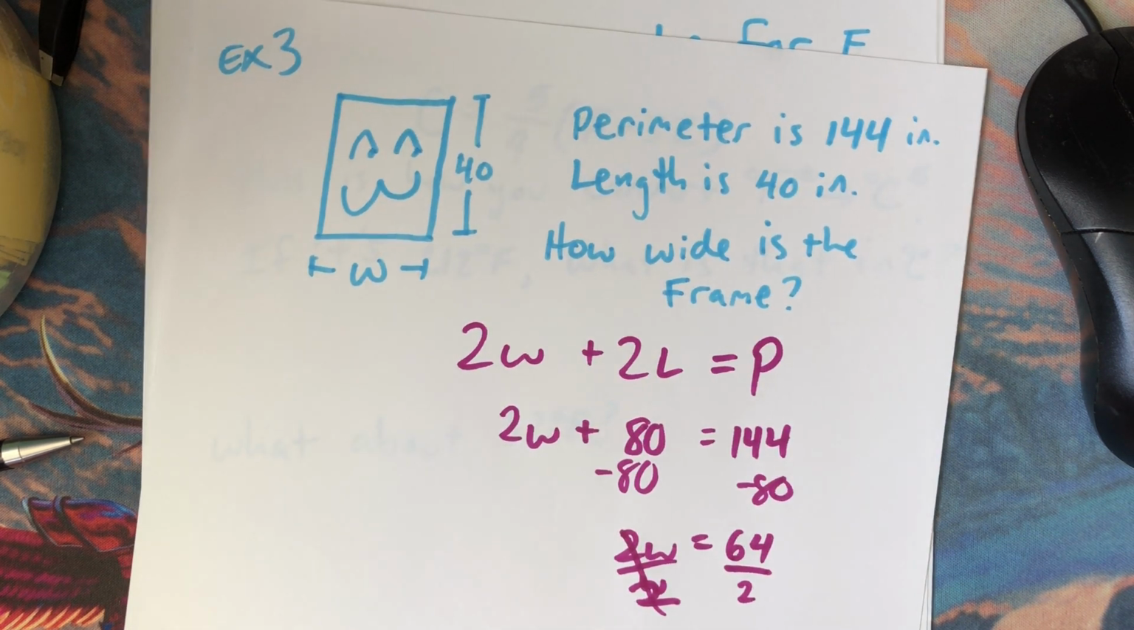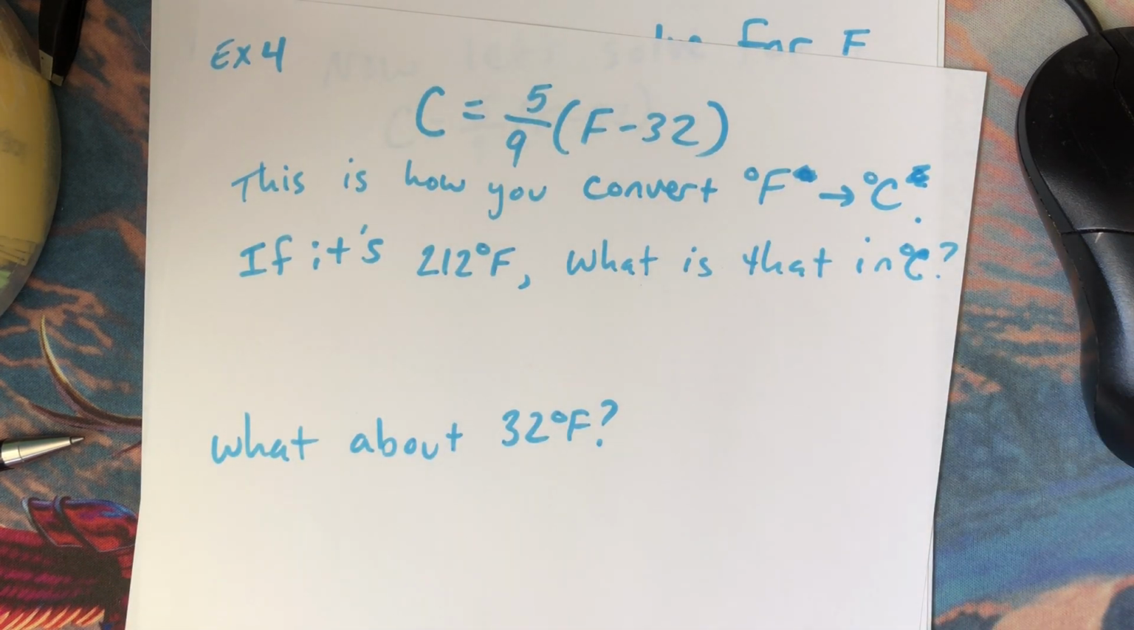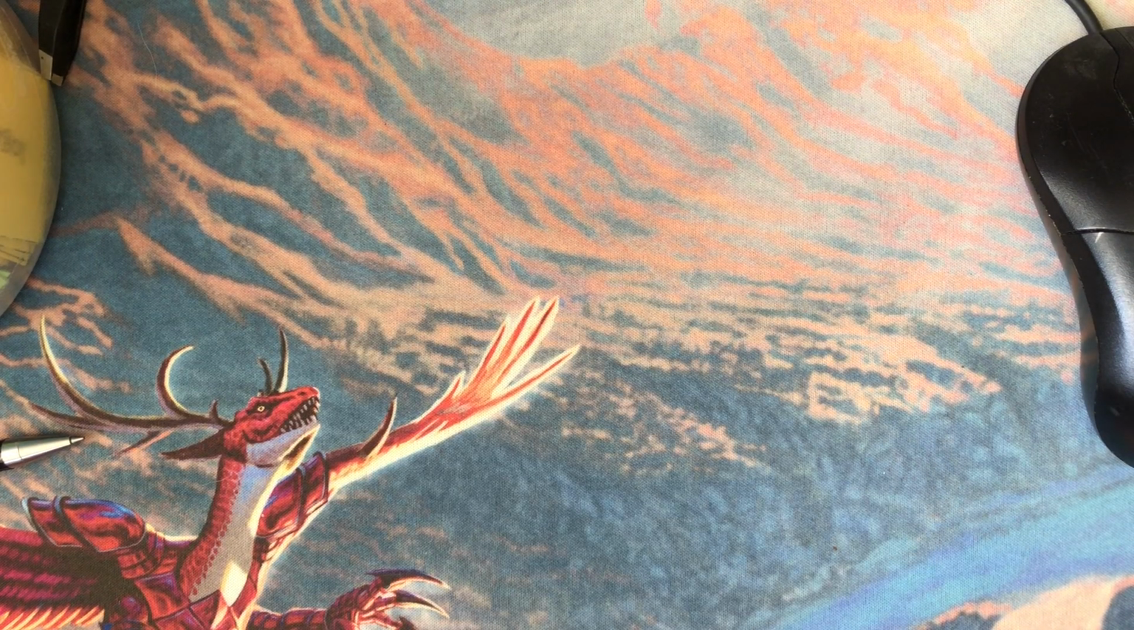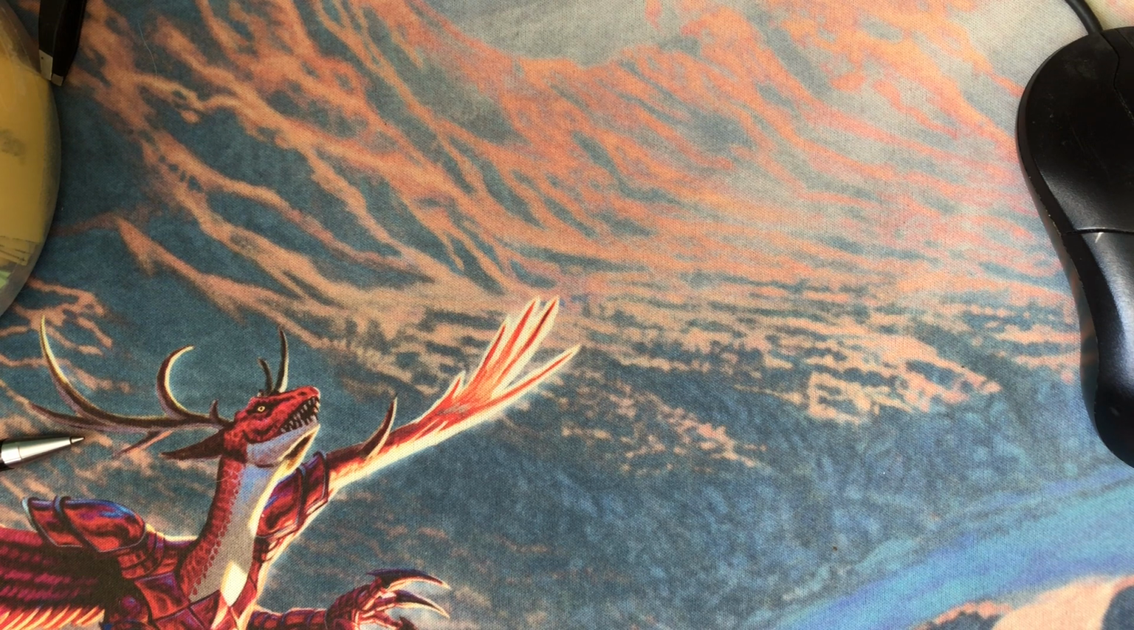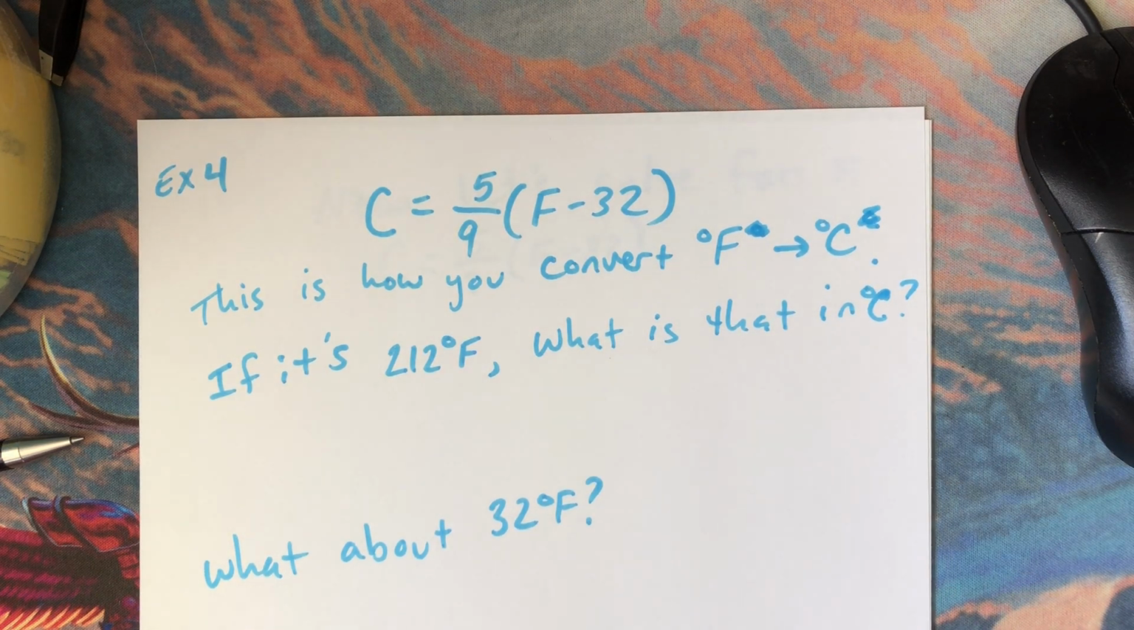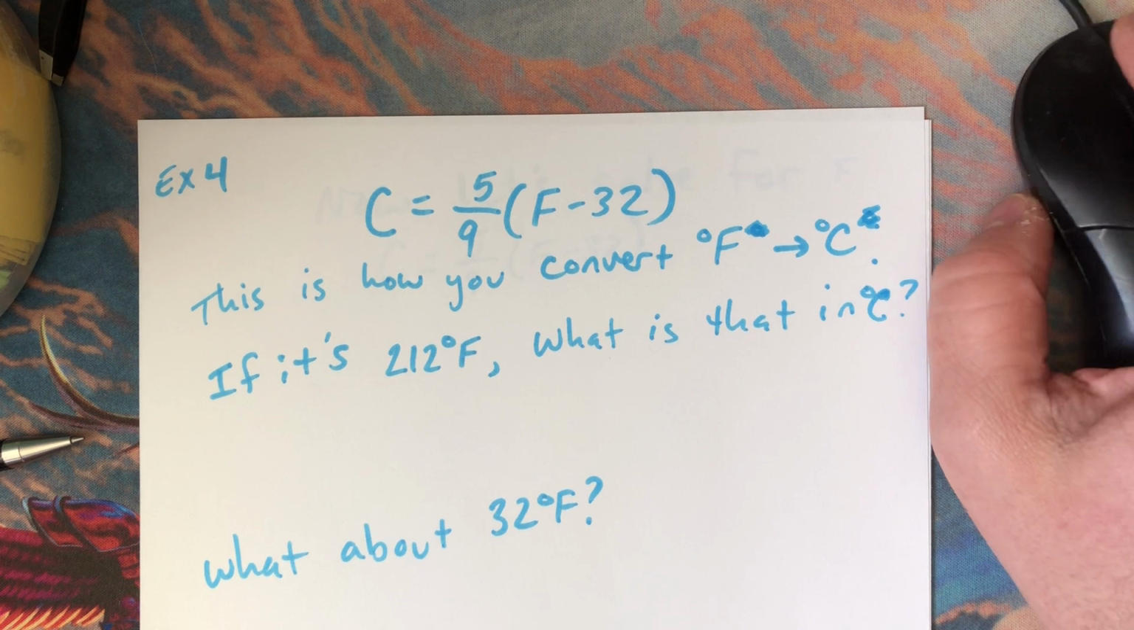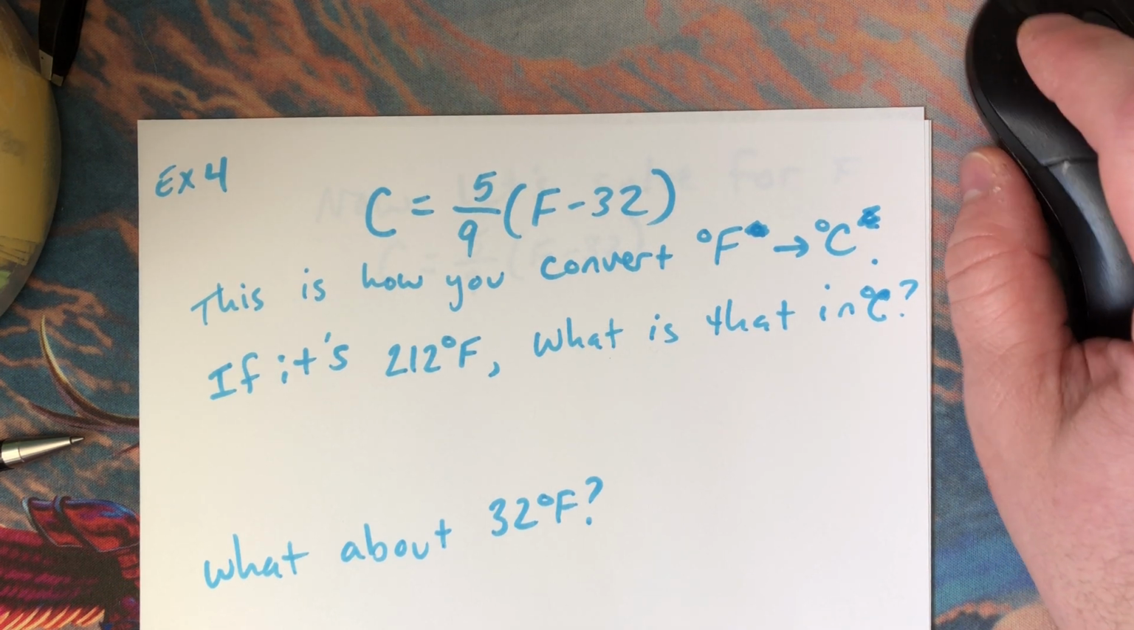We could solve this for W, we've basically done one just like that. I wanted to spend a little bit of time on this next equation. We just got a couple more things to talk about, but this is a big one. This is another real life equation. It says C is equal to 5/9 (F minus 32).